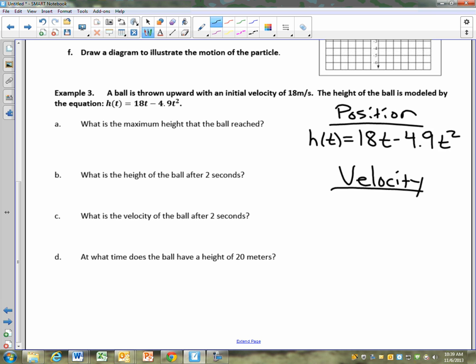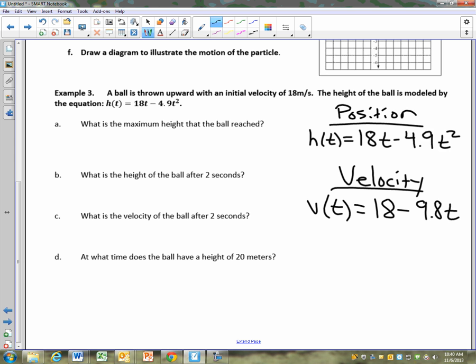But velocity is an entirely different scenario. The velocity in terms of t is 18 minus 9.8t. So, Larry, how did you get that? That's the derivative, okay? And for those of you that are in physics, you maybe know that the acceleration of gravity is negative 9.8 meters per second squared. So if we took the derivative of this again, that would be negative 9.8, the acceleration. So there's no mistake about that. That's exactly what we're doing.